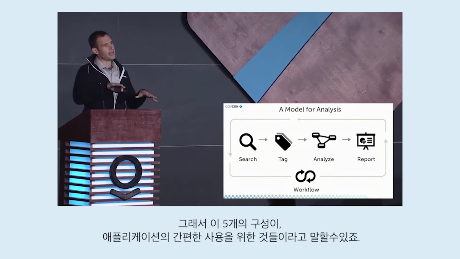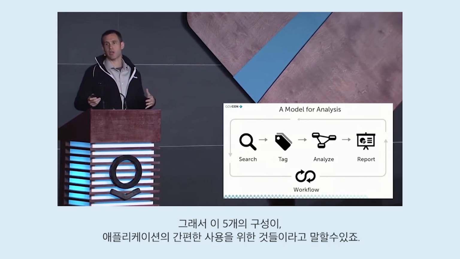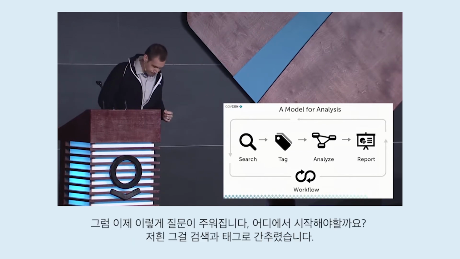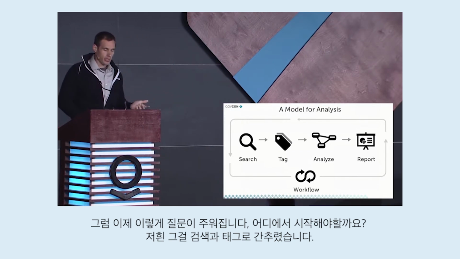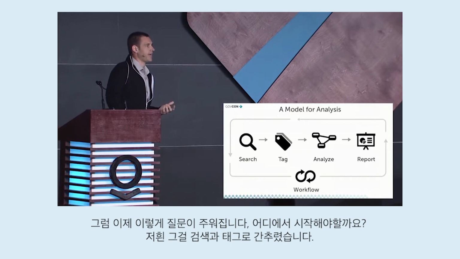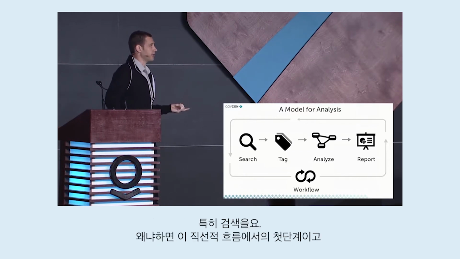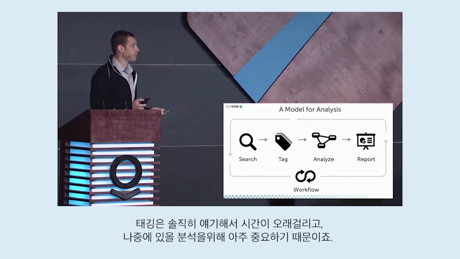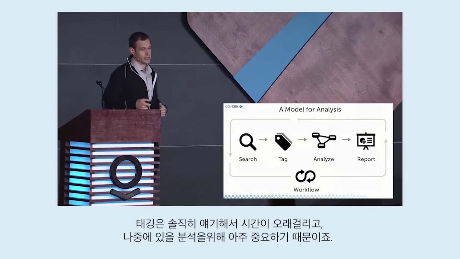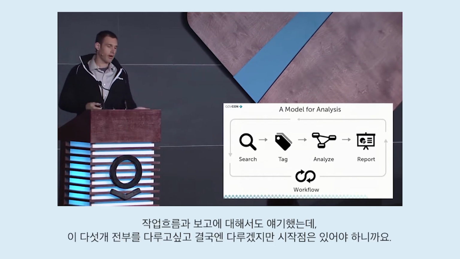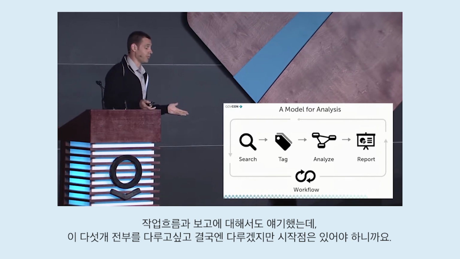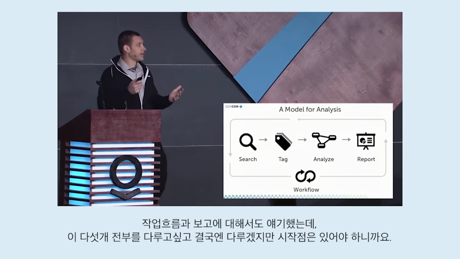So we identified these as 5 particular areas we could work on in the application to make it more walk-up usable. And the question becomes, where do you start? We narrowed it down quickly to searching and tagging, searching being the obvious one because it's the first thing in this linear flow, and tagging because it frankly takes a lot of time and it's very important in order to do the analysis that's required further down the road. We also talked about workflow and reporting, and we realized we want to work on all 5 of these things, and we will, but we've got to start somewhere.